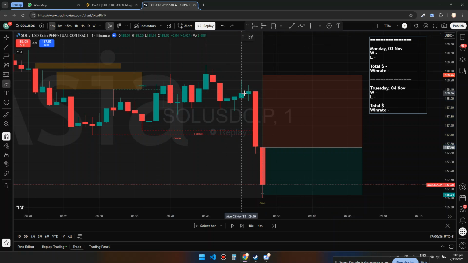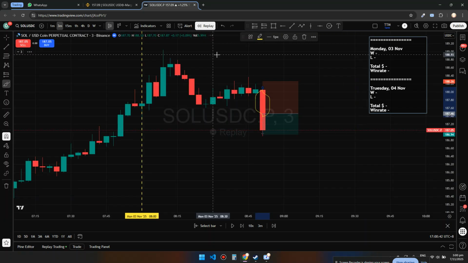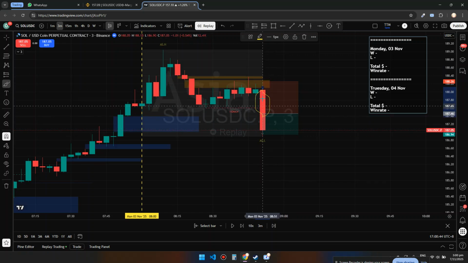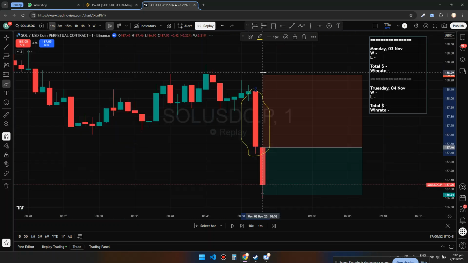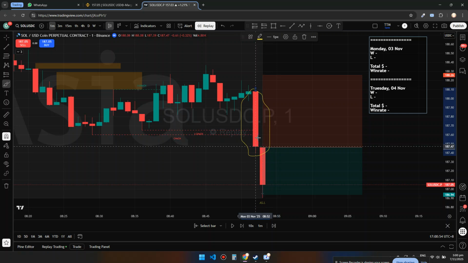So I will say again, this candle is for confirmation. That tells me that this change of character is confirmed. So I'll be entering on the next 1 minute candle at this area.